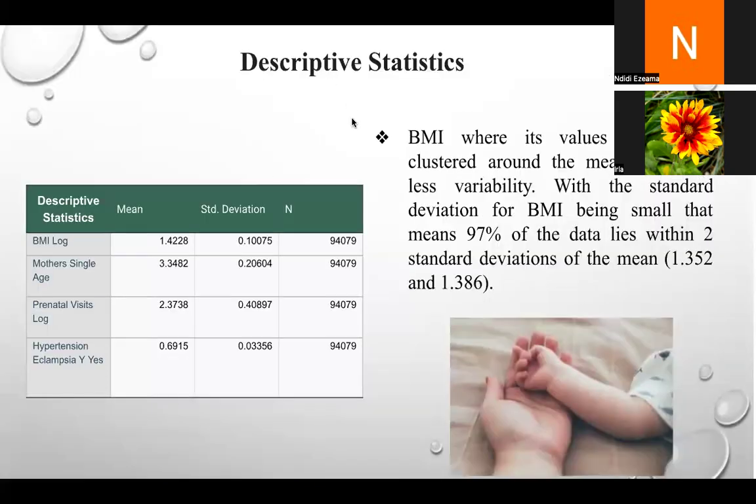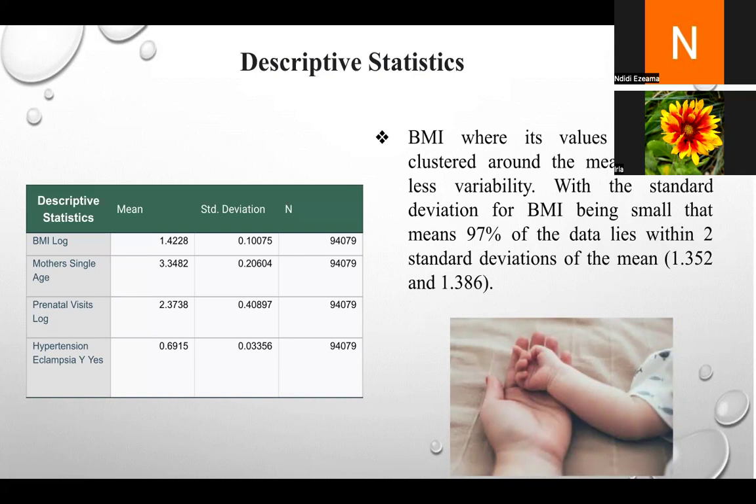So what are some of our descriptive characteristics? We have here where BMI's values are tightly clustered around the mean, indicating less variability. With the standard deviation for BMI being small, that means 97% of the data lies within two standard deviations of the mean, 1.352 and 1.386.